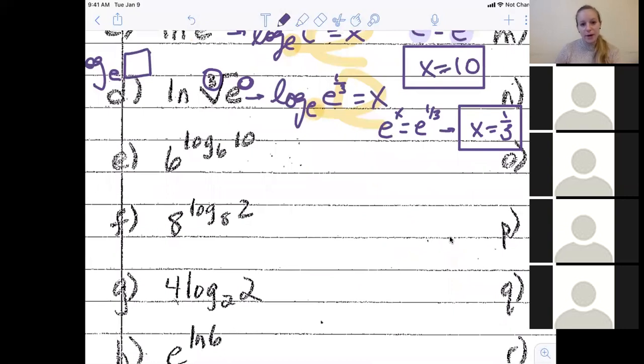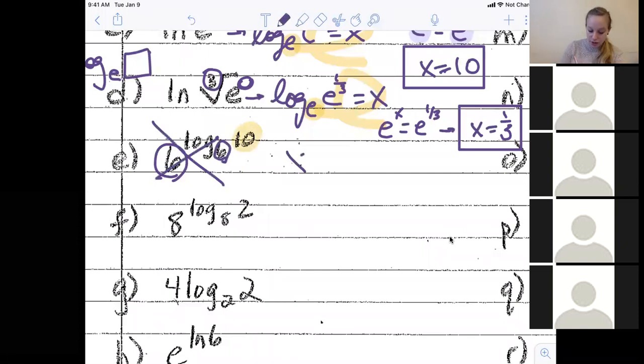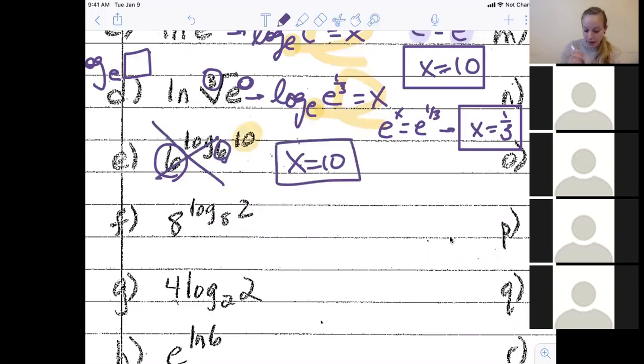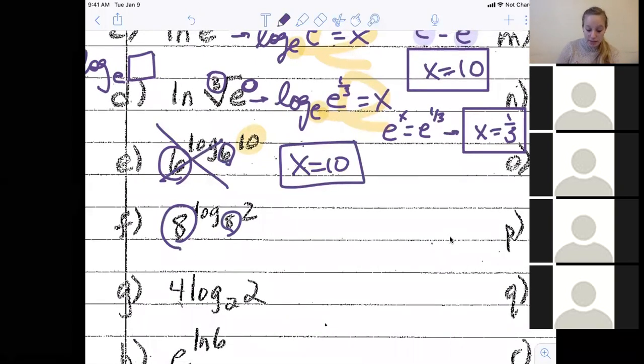Now, this one I wish I had a better explanation. The only thing I can tell you is when you have a number that's being raised to a log with base the same number, those all cancel out and you're just left with whatever we were doing the log of. So my answer here is just 10. Everything else cancels itself out, and so all we're left with is 10. The next one's the same. It's 8, and it's being raised to log base 8. So that means those cancel out, and I'm left with 2.